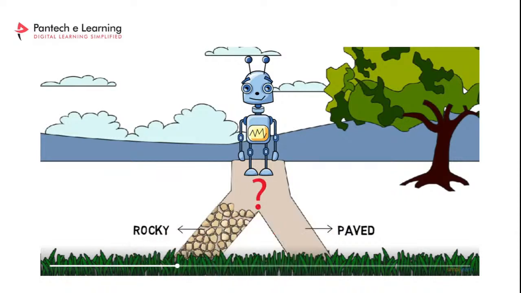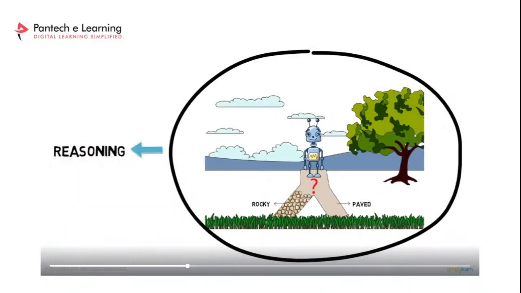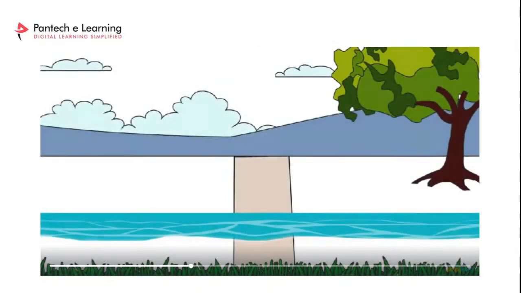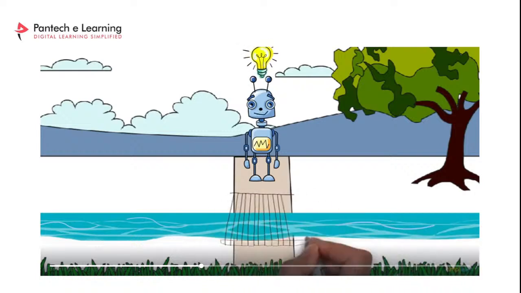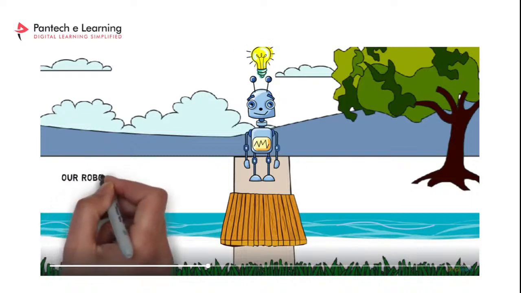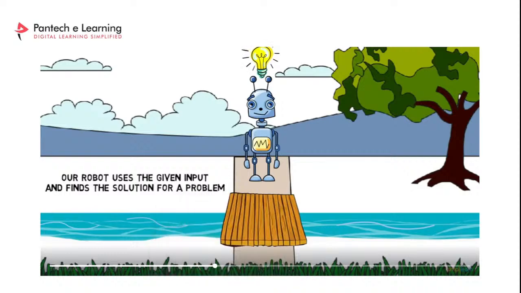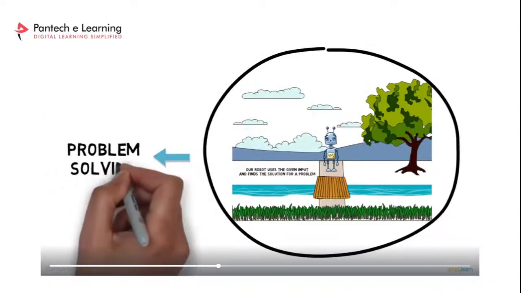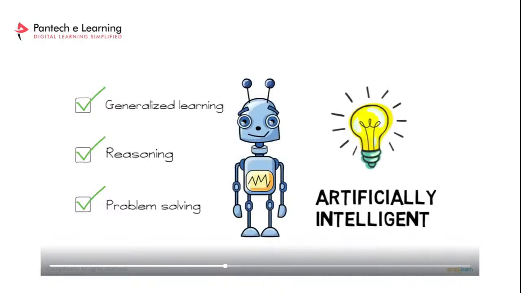The robot must determine which path to take based on the circumstances. This portrays the robot's reasoning ability. After a short stroll, the robot now encounters a stream that it cannot swim across. Using the plank provided as an input, the robot is able to cross this stream. So, our robot uses the given input and finds the solution for a problem. This is problem solving. These three capabilities make the robot artificially intelligent.